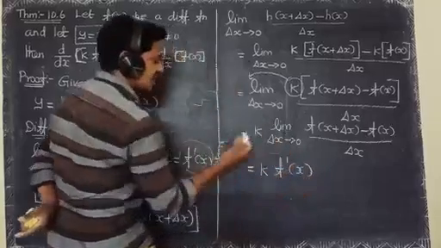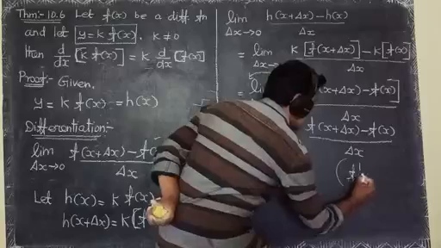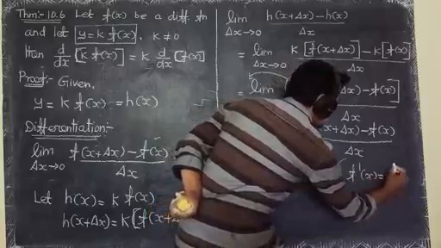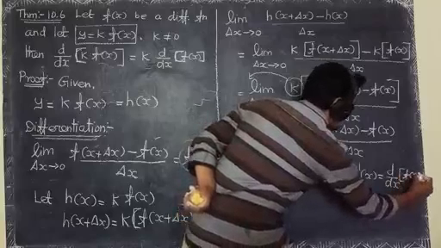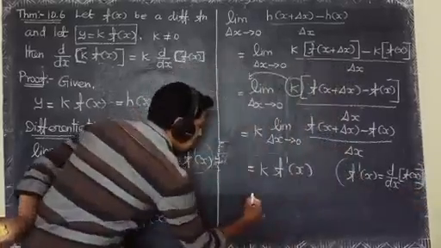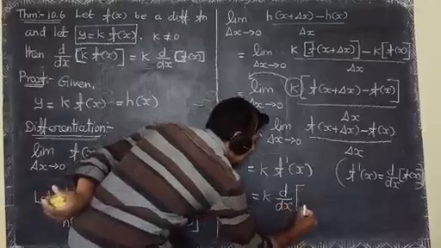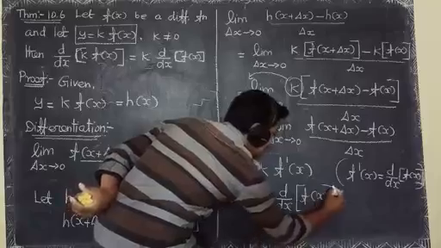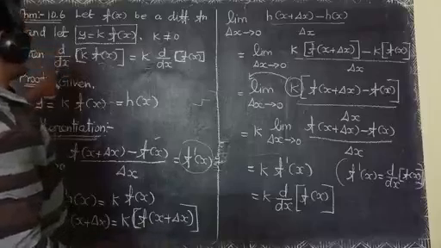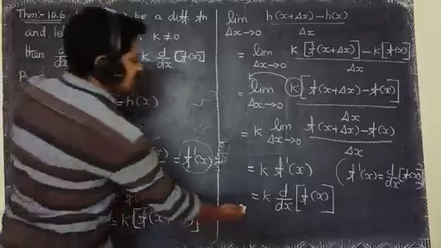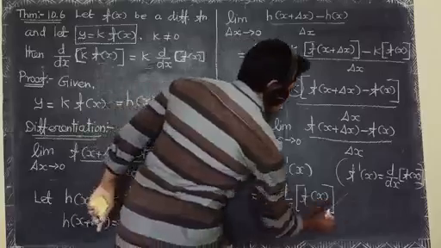F dash of x can be written as d by dx of f of x. So it is k into d by dx of f of x. Hence proved. Therefore d by dx of k into f of x is equal to k into d by dx of f of x. Hence proved.